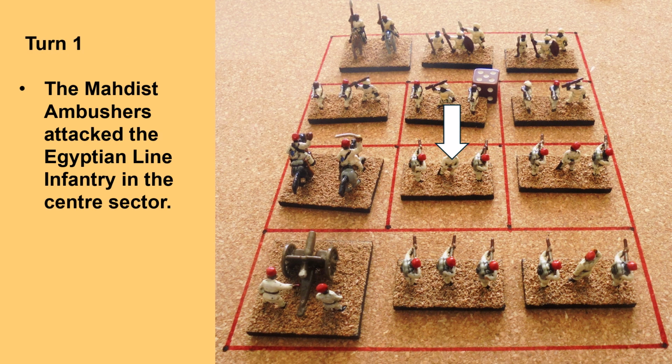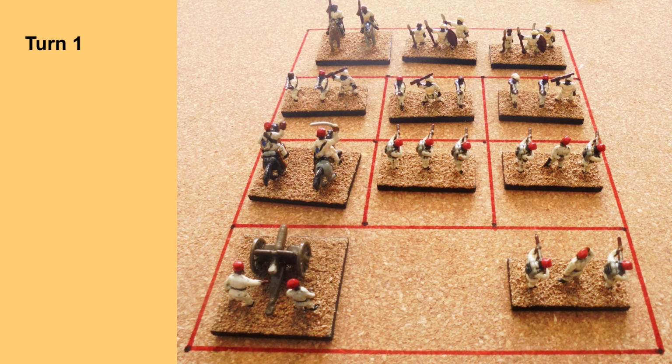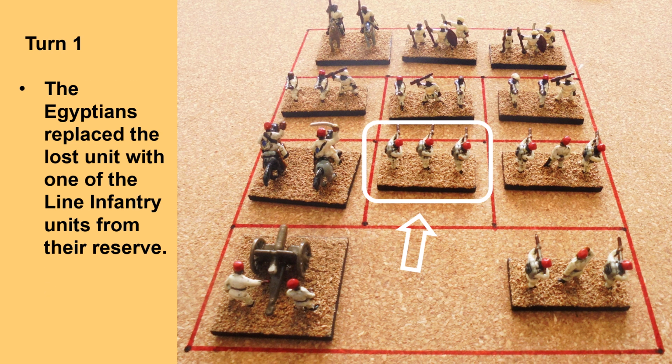The first turn saw the Mahdist ambushers attack the Egyptian line infantry in the centre. They threw a 5 and destroyed them. The destroyed unit was immediately replaced by one of the line infantry units from the reserve.